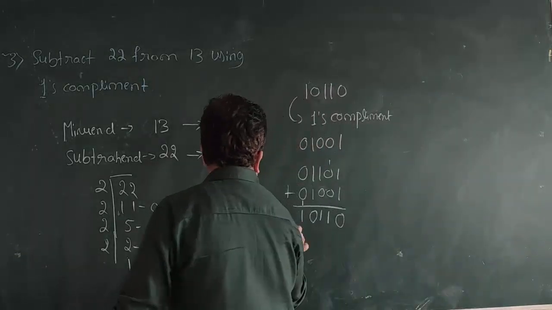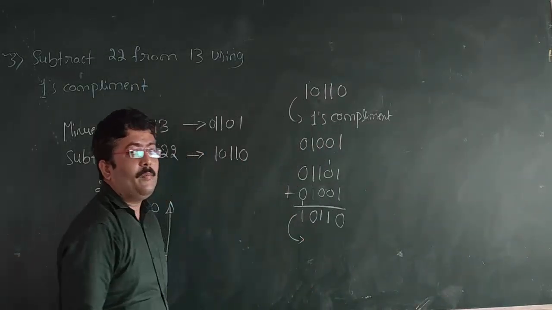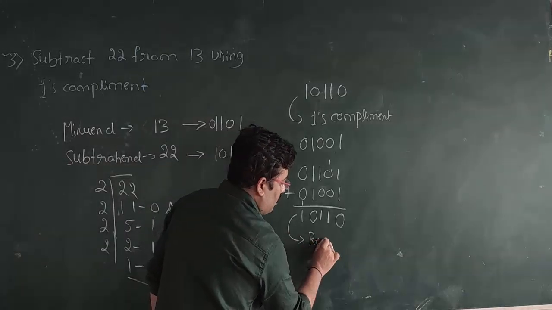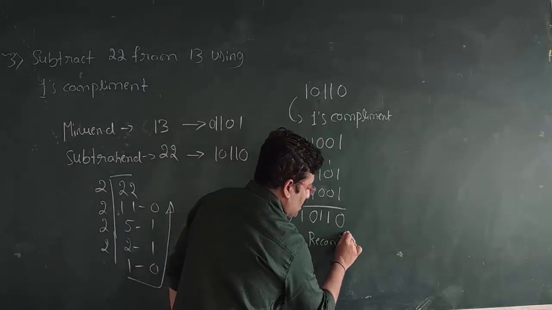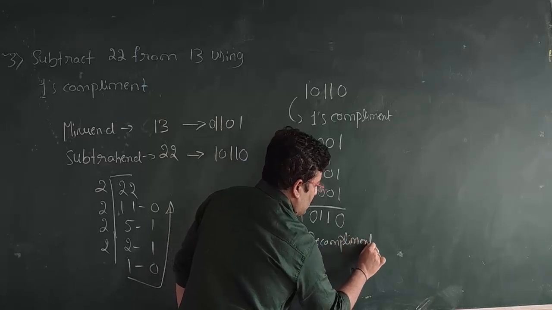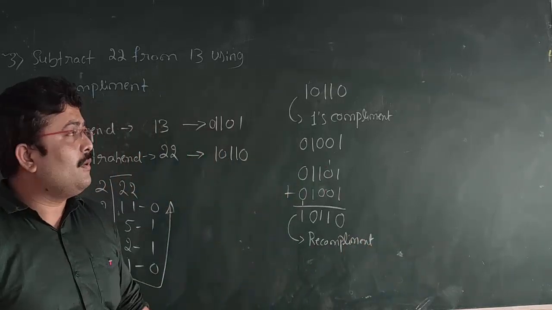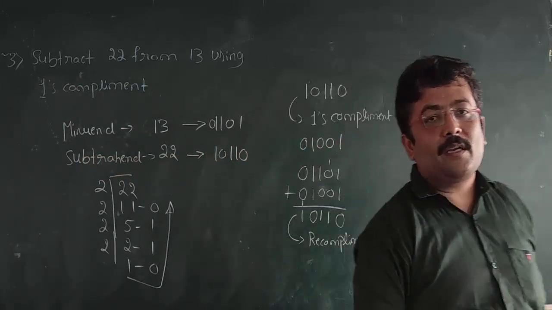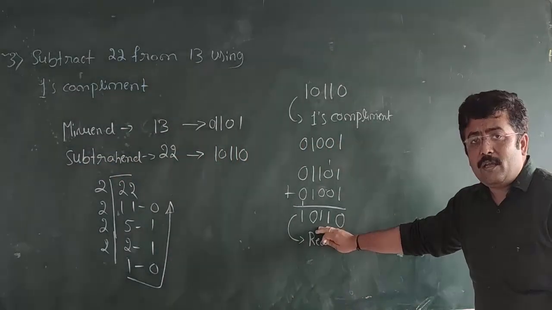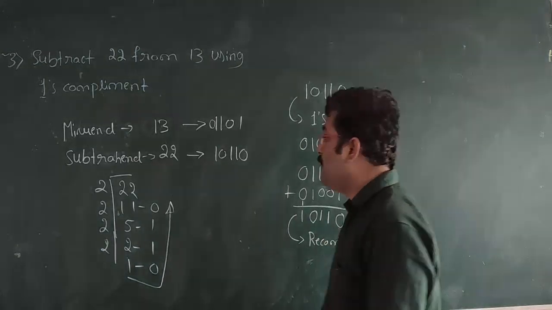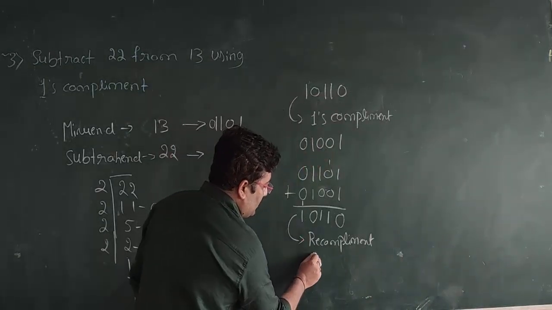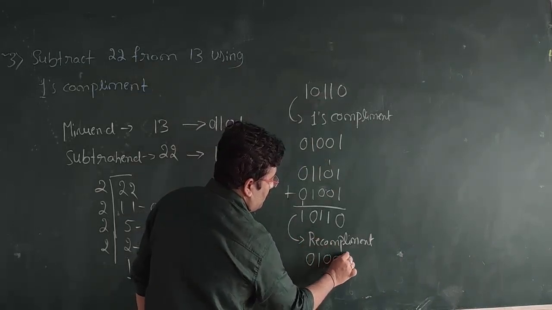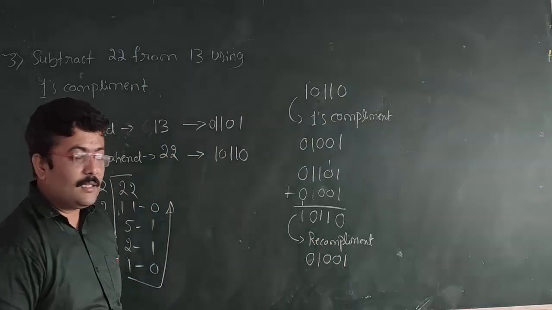So I want to recomplement the answer. Recomplement means I am using ones complement. The answer should be complemented once again. So to get the final difference, 1 is replaced by 0, 0 is replaced by 1. So this is my answer.